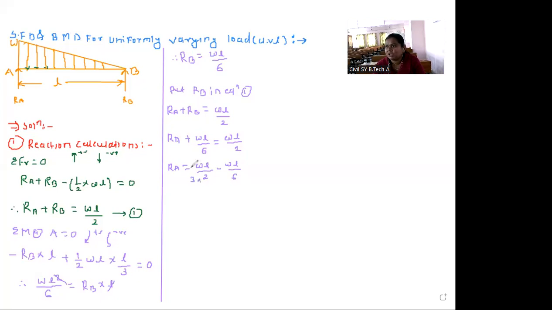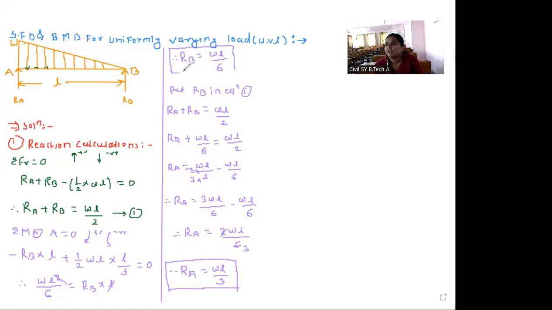For that we multiply the numerator as well as the denominator by 3. Therefore RA equals 3WL divided by 6 minus WL divided by 6. So 3 minus 1 is 2, WL as it is, divided by 6. 2 ones are 2, 2 threes are 6. Therefore RA equals WL divided by 3. Once we have RA and RB, we can find the shear forces and bending moments. So RA equals WL by 3 and RB equals WL by 6.